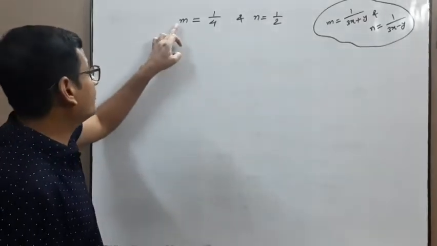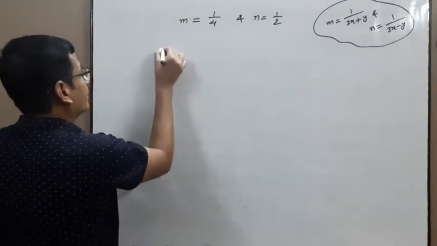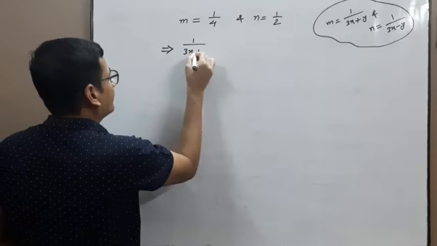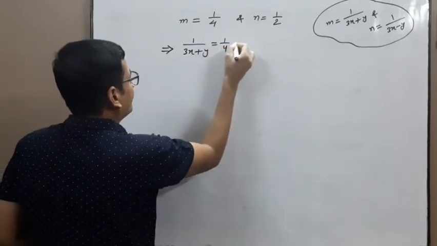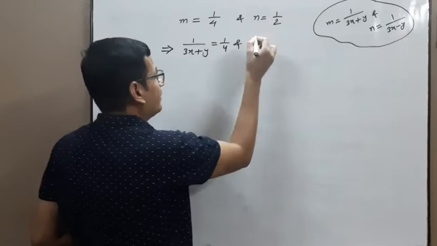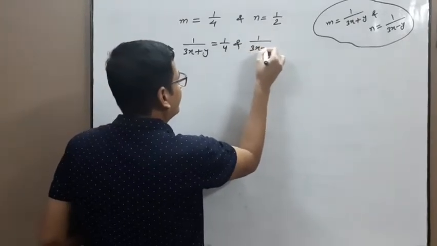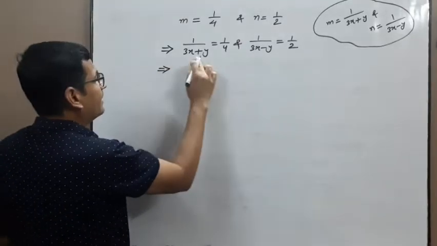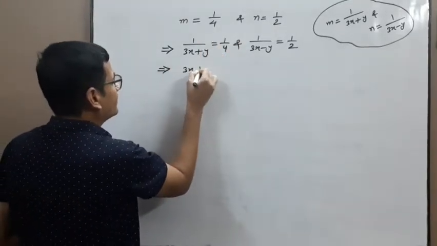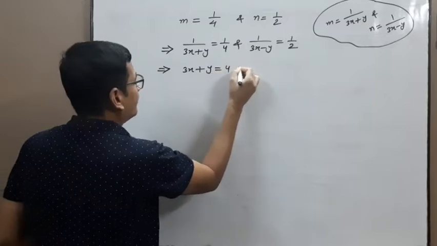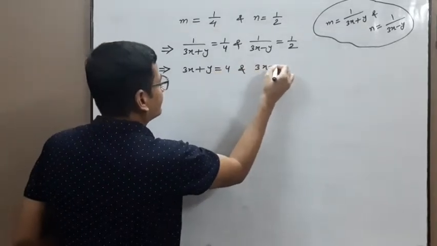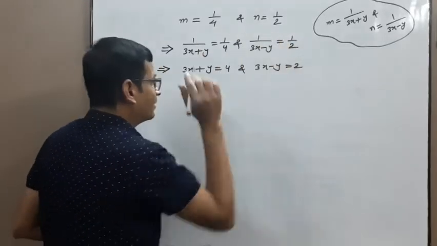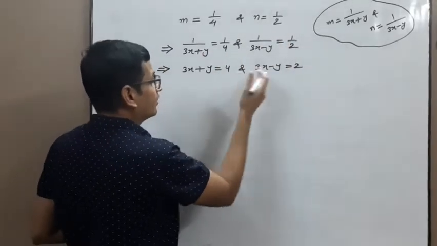Okay, now substitute the value of m and n. m is equal to 1 upon 3x plus y equal to 1 by 4, and in place of n write 1 upon 3x minus y equal to 1 upon 2. Cross multiply: 3x plus y equal to 4 and 3x minus y equal to 2. So again we get two more equations.